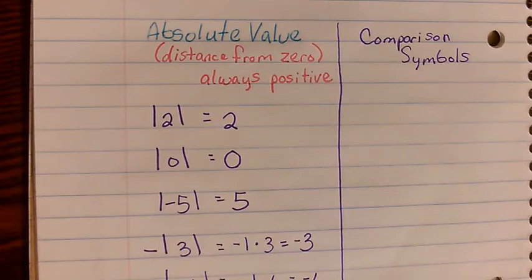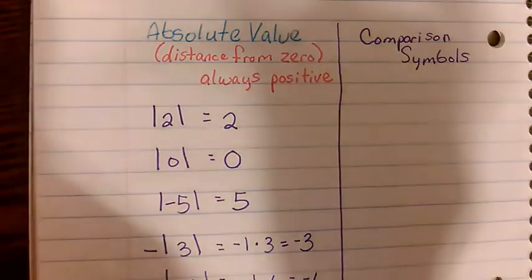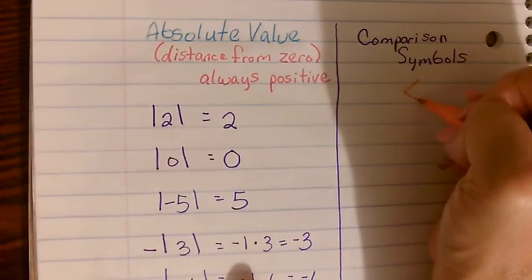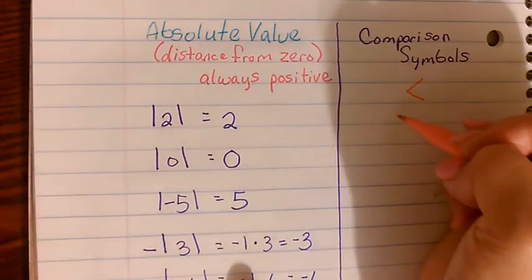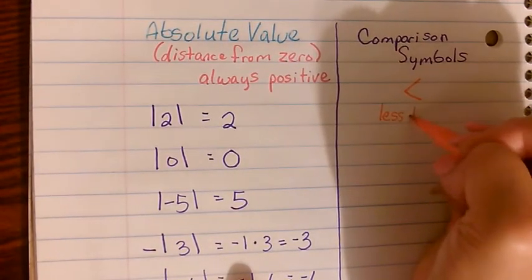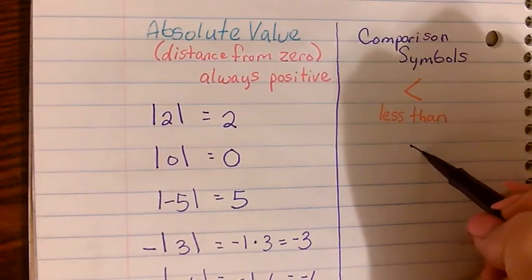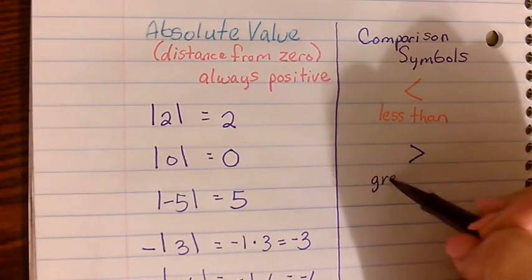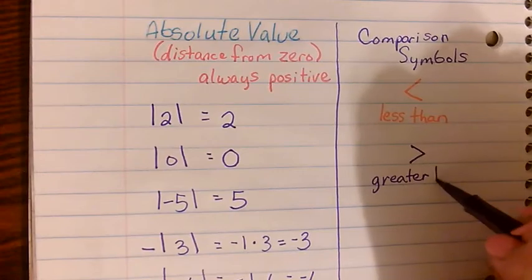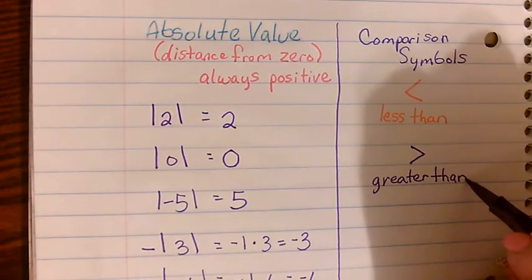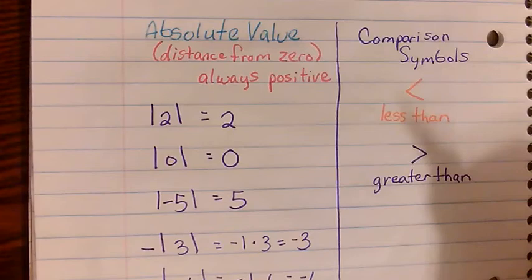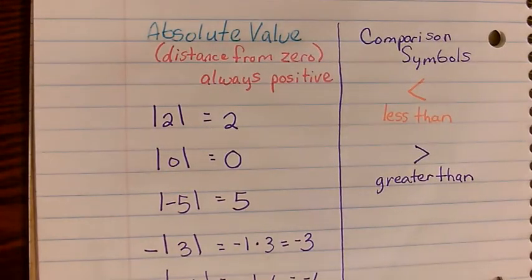Now, comparison symbols, you already know them whether you realize it or not. But here's your first one. It's like a crooked L is how I remember it, and that means less than. You have the opposite direction pointing this way, and that's greater than. I always look at these like arrows, and I always remember that it just points to the smaller number.